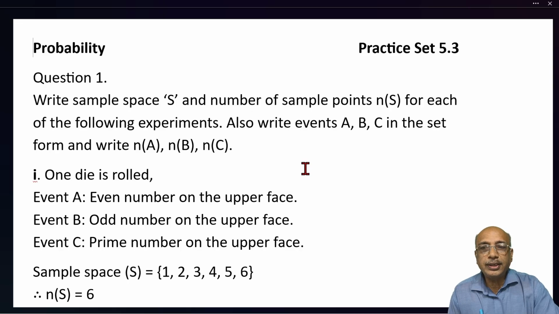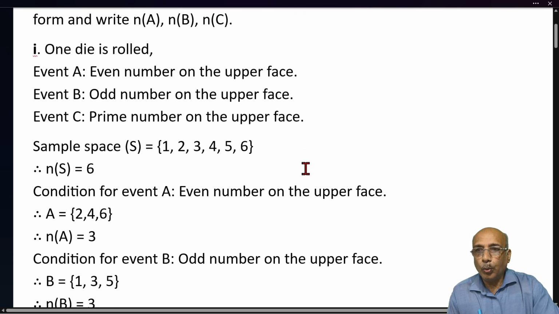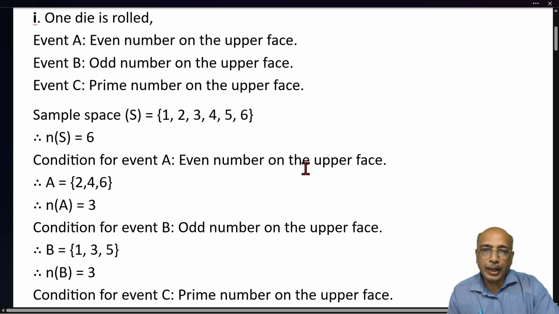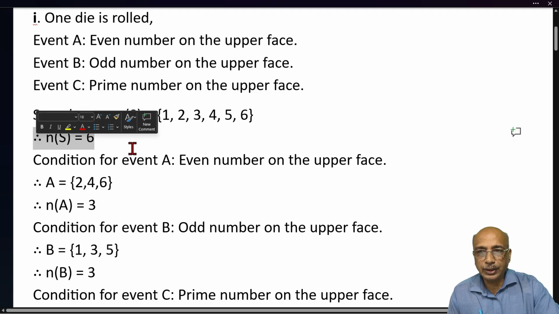Question 1. Write sample space S and number of sample points N(S) for each of the following experiments. Also write events A, B, C in the set form and write N(A), N(B) and N(C). One die is rolled. When you roll one die, you know that numbers are from 1 to 6. So sample space will be S equals to, in curly brackets we write 1, 2, 3, 4, 5, 6. Therefore, N(S) equals 6.